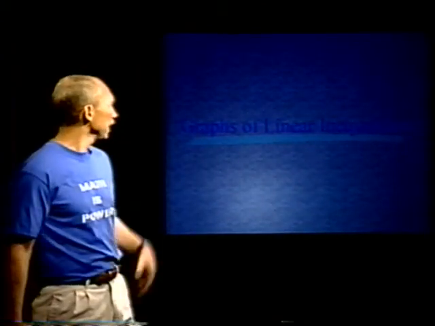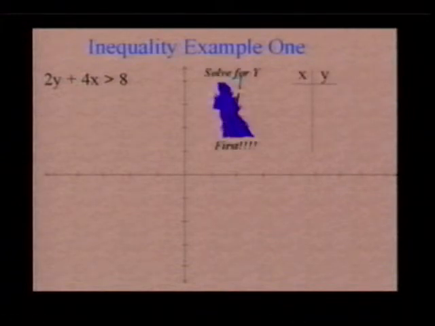Let's take a look now at graphing linear inequalities, where they use lines, but they're not equal. For instance, this is a greater than. 2y plus 4x is greater than 8. What do you suppose you do first? I'm a little confused, remember? Well, we always solve for y first whenever we graph, basically, okay?